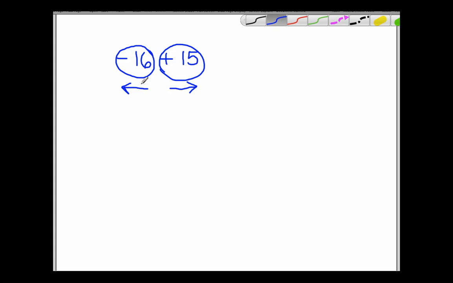Are they going in the same direction? No. So I'm going to find the difference. Different direction, find the difference. Of 16 and 15, I get 1. And the answer takes the sign of the longer vector. Which vector is longer, 16 or 15? 16. What kind of 16 is it? Negative. The answer will be negative 1.